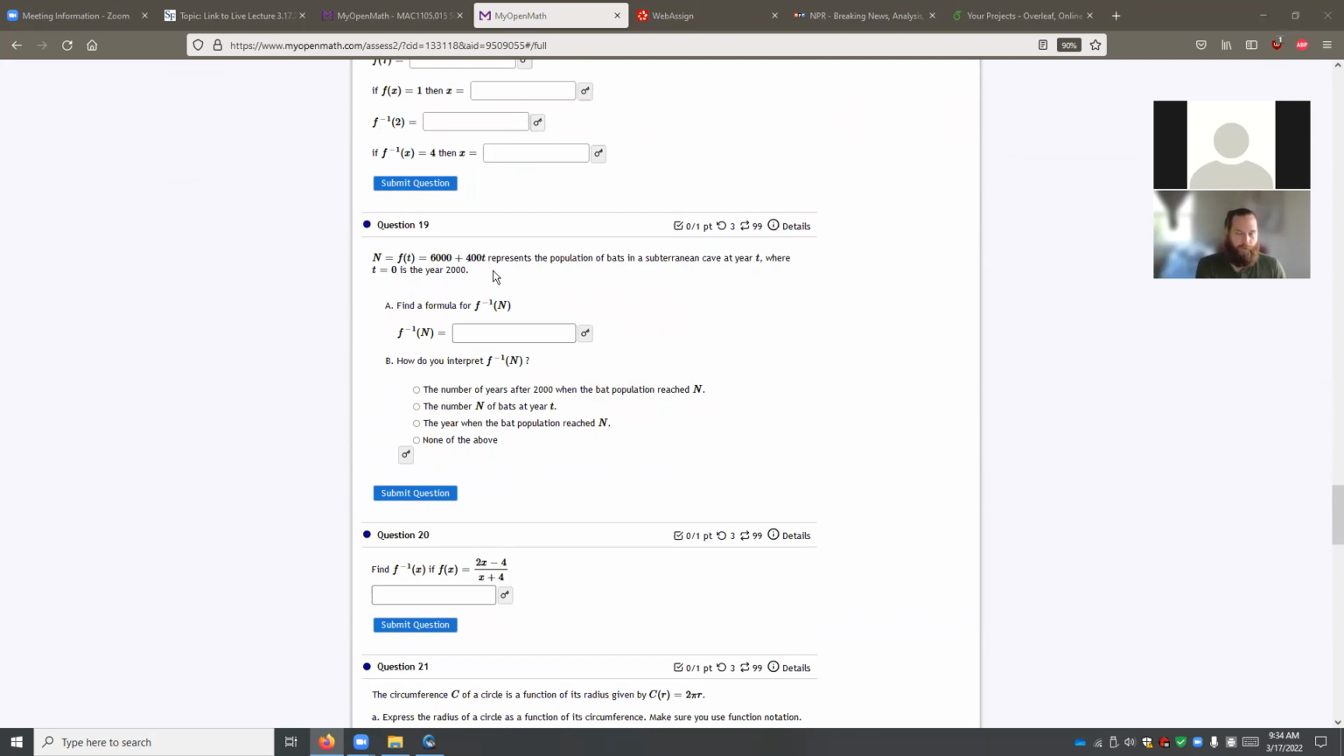One of the reasons, so you remember when I gave you that four-step procedure for finding the inverse of a function, one of the big reasons why I say you should wait till the end to switch the variables is because of problems like these, where if you swap the variables right away, it can be a little bit unclear what each variable represents. So let's take a look at this. They say n equals f of t represents the population of bats in a subterranean cave at year t, where t equals zero is the year 2000. They want us to find a formula for the inverse function, f inverse of n. And then they want us to interpret that function in the context of the real world problem. Let's take a stab at it.